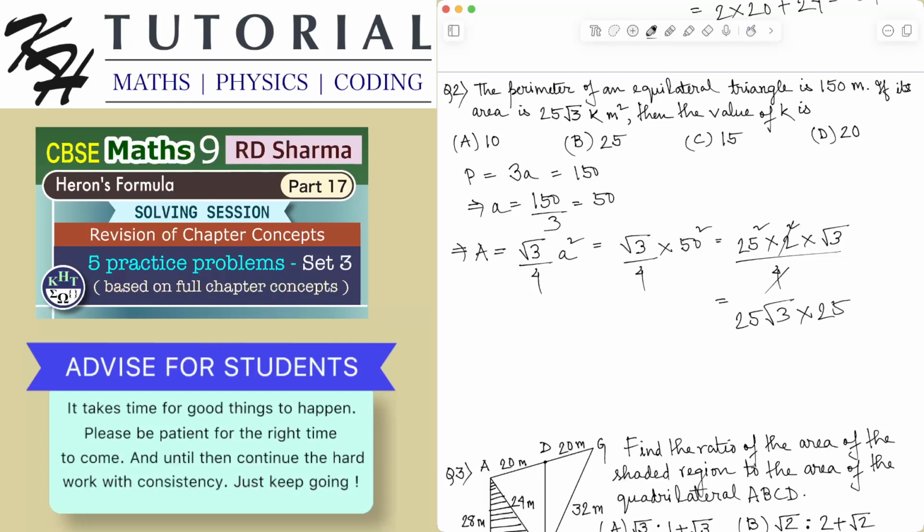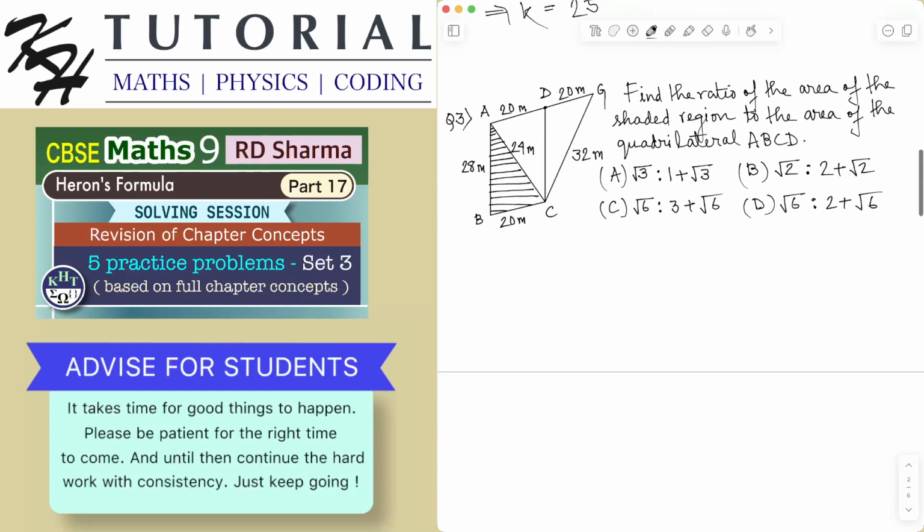So clearly this is equal to, as given, 25 square root of 3 into k. So this implies that k is equal to 25. So the correct choice is B. B is the correct choice. Let's see the next problem.